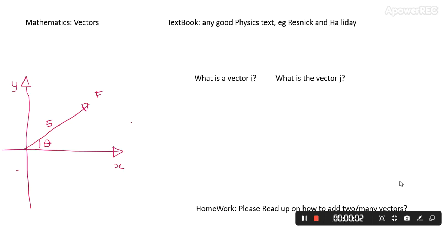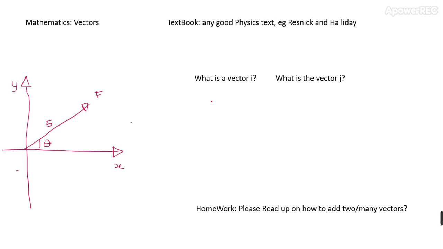Alright, some more sign conventions. What is the meaning of the vector I? And similarly, what is the meaning of the vector J? I've just told you what is the meaning of a unit vector. A unit vector is any vector whose length is 1 unit.